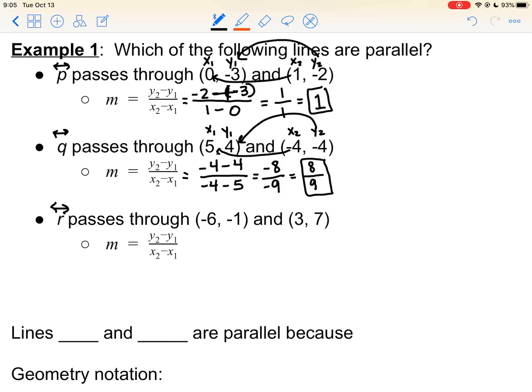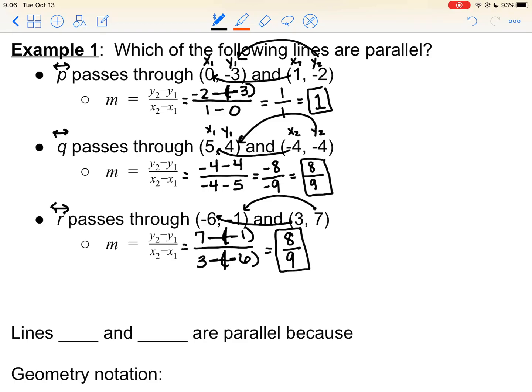So now let's find the slope of our last line, which is line R. For this slope formula, I take my second y value and subtract the first y value. So 7 minus negative 1. And then on the bottom, I do x2 minus x1. So that'll be 3 minus negative 6. On the top, 7 minus negative 1 is the same thing as 7 plus 1. So that'll be 8. On the bottom, 3 minus negative 6 is the same as 3 plus 6, which will be 9. So the slope of line R is going to be 8/9.